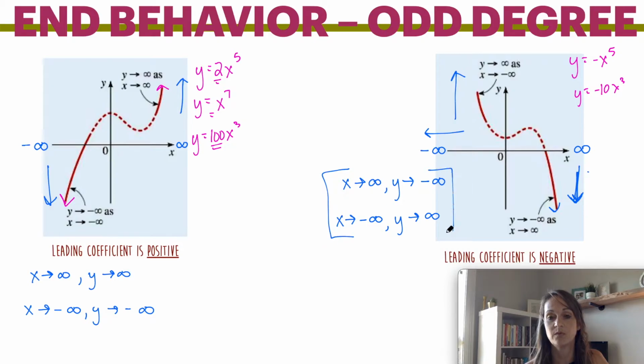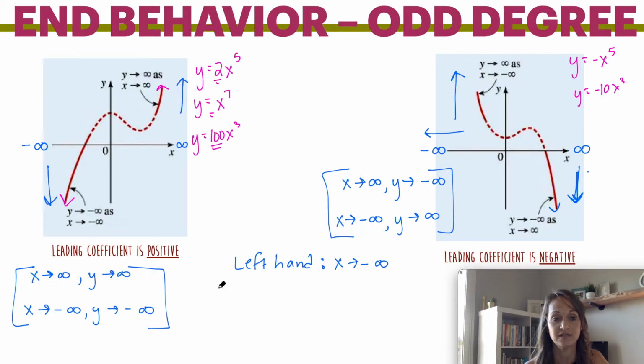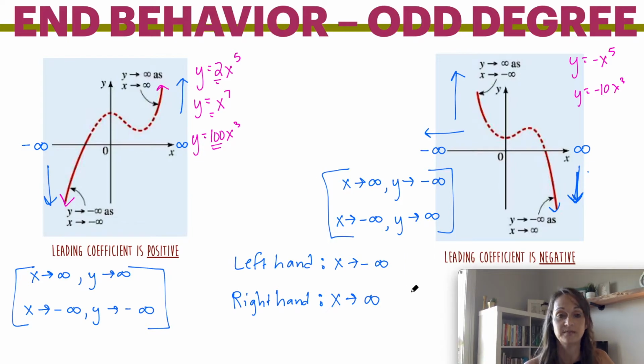So this is what they would call the left-hand and right-hand behavior. Left-hand meaning as x approaches negative infinity. The right-hand behavior is as x is approaching infinity. So left-hand is basically when x is approaching negative infinity because you're going to the left. And right-hand behavior is wanting to know, as x is approaching positive infinity, what is the y value doing?